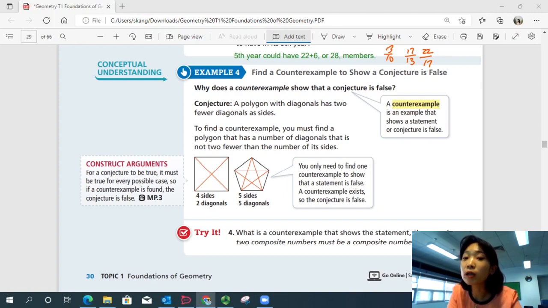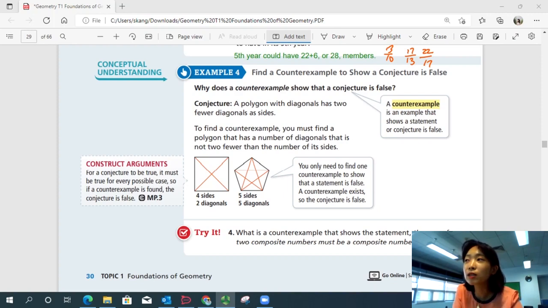Okay, so 1, 2, 3, they're prime numbers. 4 is a composite number because 4 has a factor of 2, right? As well as 1 and 4. So if it has more than 2 factors, including itself and 1, then yes, it's a composite number.